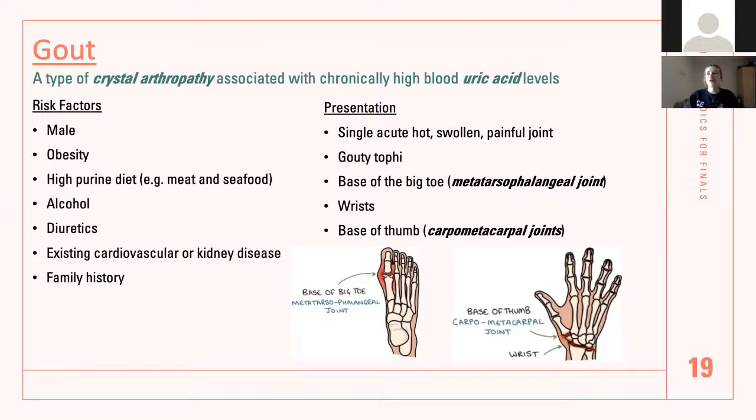So gout will normally present with just a single acute hot, swollen, painful joint. You can also see gouty tophi, which are like little nodules on the joints, and they're sort of white in colour. It's most often seen in the base of the big toe, and also in the base of the thumb and in the wrists as well. So as you can see here, this joint here and the base of the big toe here.